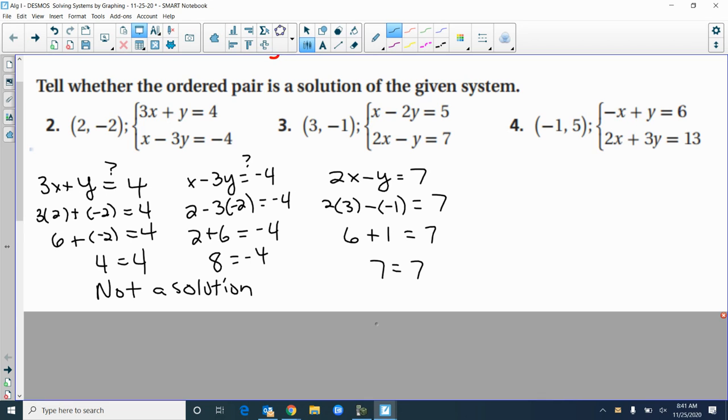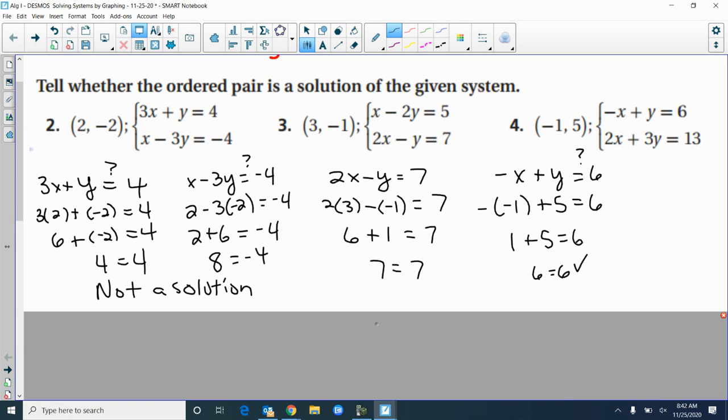I think it's not a solution. You say no? Which one doesn't it work for? The first one. All right, so you really got to watch your negatives. This is where people do get messed up. Negative x plus y equals 6. That negative is in front of the x, so you are plugging in negative 1. So it's minus negative 1 plus 5. Minus negative 1 should be a 1. And so I get 1 plus 5 equals 6. I get 6 equals 6 there.